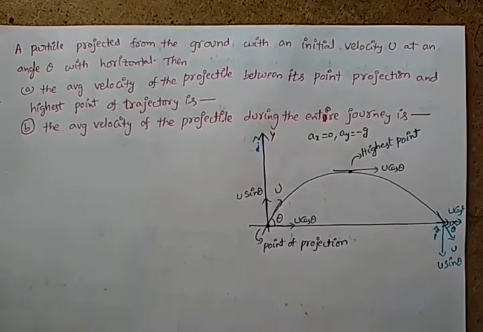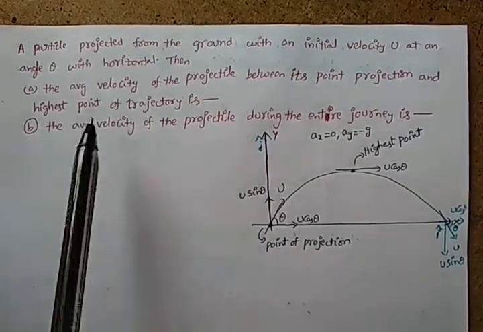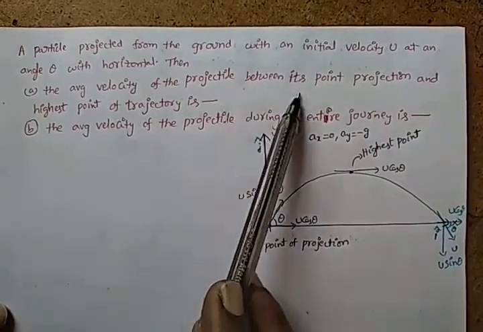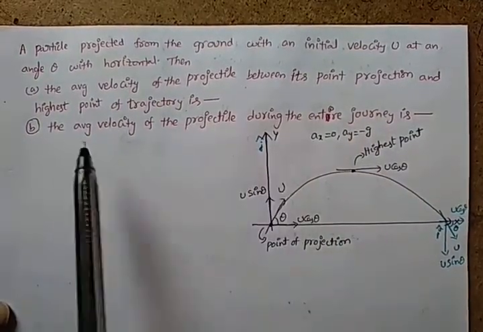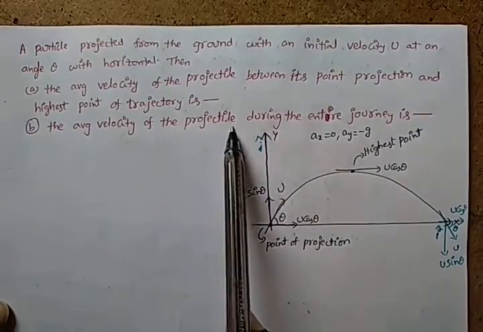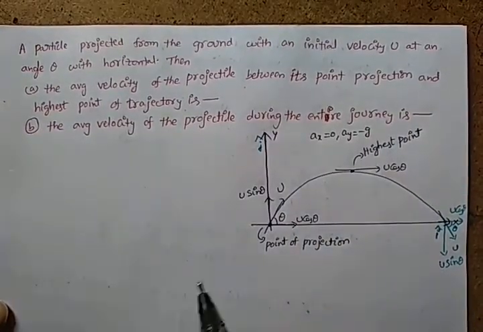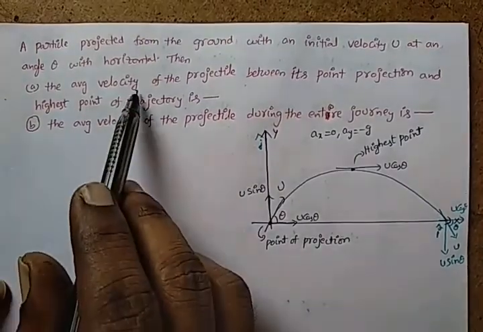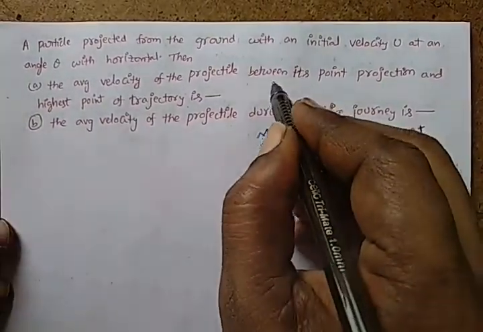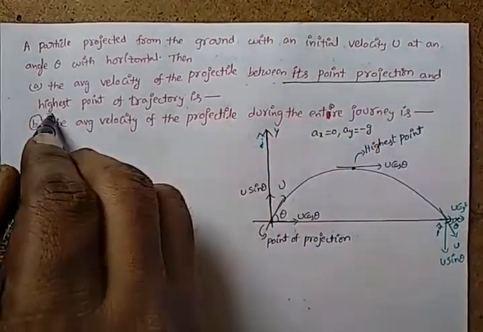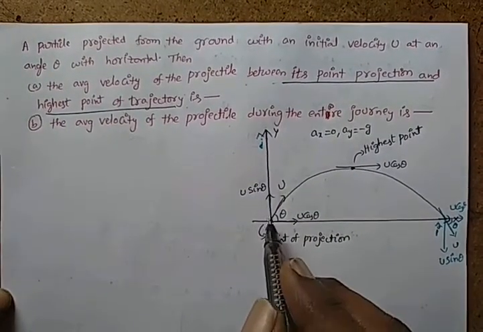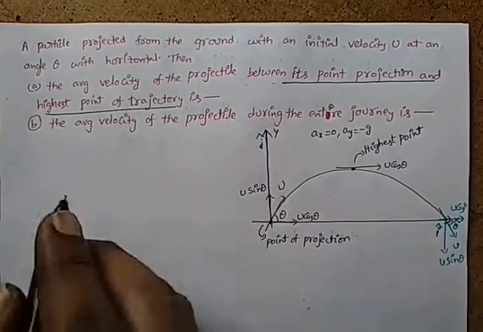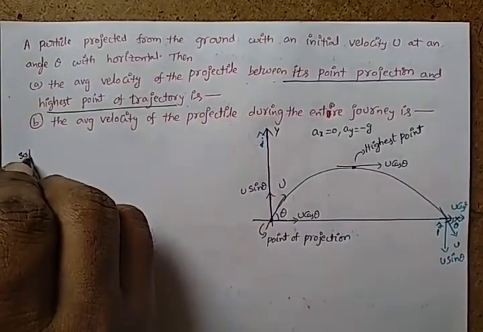See students, here we wanted to measure the average velocity of the projectile between its point of projection and highest point of trajectory, and also average velocity of projectile during entire journey. So to measure this average velocity between point of projection and highest point, first we must know the velocities at point of projection and highest point.